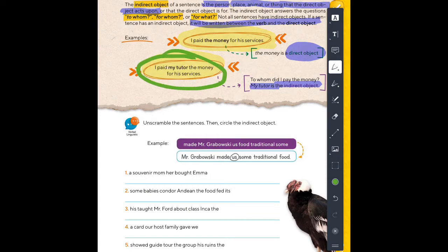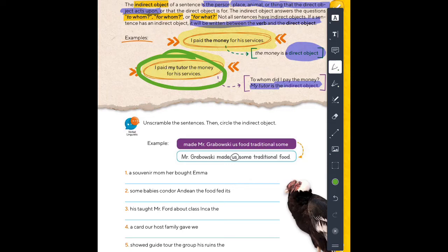Okay, we know who did it, who made it, for whom it was, for what it was. That's the difference, because in the direct object, it only says, I paid the money for his services. That's it. We don't have more information. We don't know to whom we paid or something like that. But with the indirect object, we know.